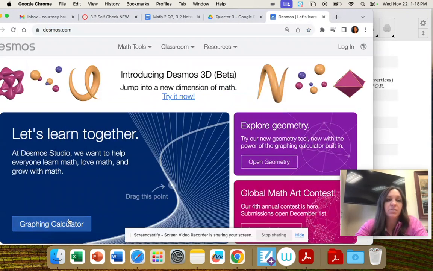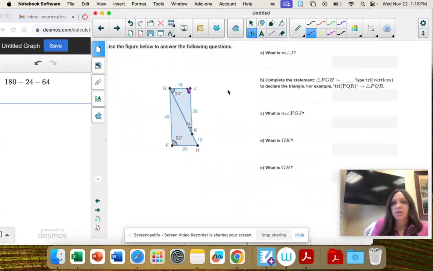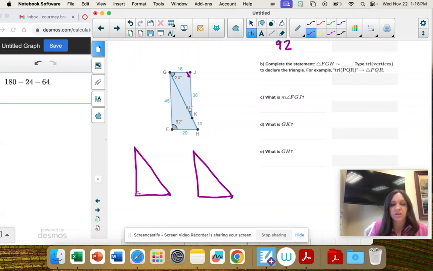I'm going to go to Desmos. 180 minus 24 minus 64 is 92. So J is 92. And then we want to complete a similarity statement for these two triangles. Because they're kind of twisted around, I want to draw them out. I have the big triangle, and then on top of that, twisted over, I have the smaller triangle.